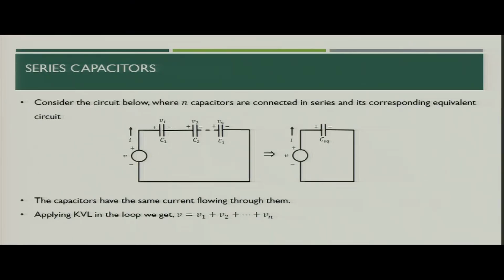Now, let us talk about the series capacitors. Consider the circuit below where there are n capacitors connected in series. You can use Kirchhoff voltage law because these are connected in series. When you apply Kirchhoff voltage law, you get V is nothing but V1 plus V2 and so on up to Vn, because these voltages are the voltage across the individual capacitors.